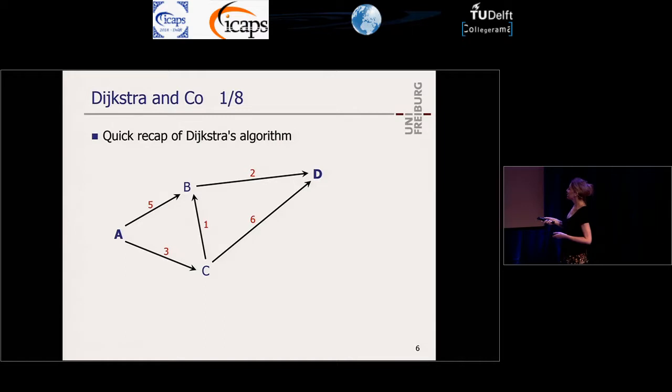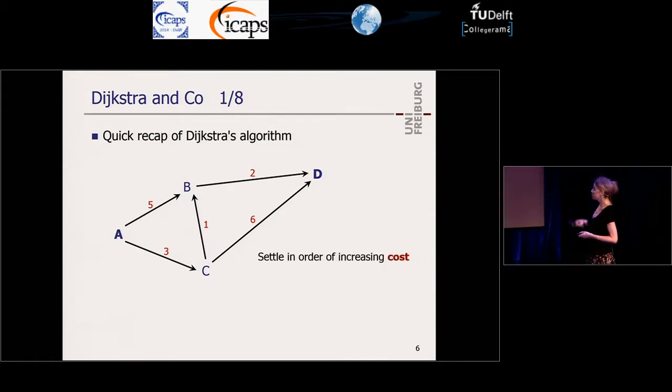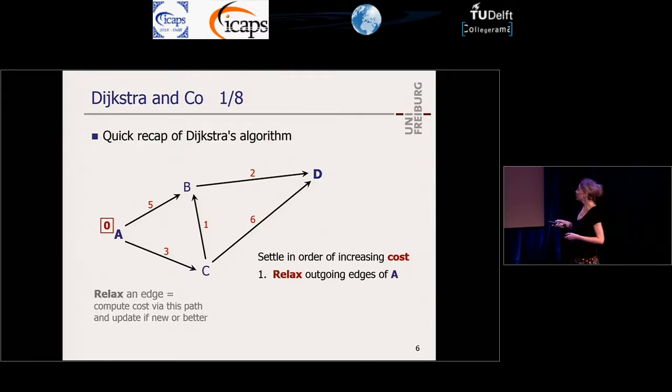So here's the graph. Let's assume we want to go from A to B, not B, D, sorry. So we start here. How does it work? You settle in order of increasing cost. This will be important for a number of things I'm going to say. So you start with this node. If you want to go here, you're already there. It's cost 0. You settle it. You relax the outgoing arcs, which means you visit all adjacent nodes.